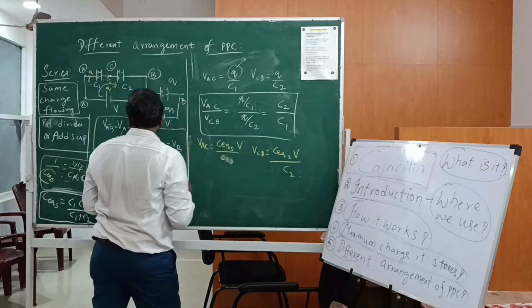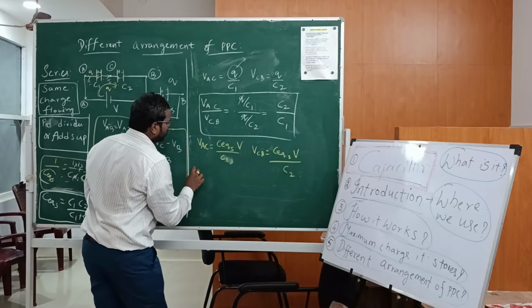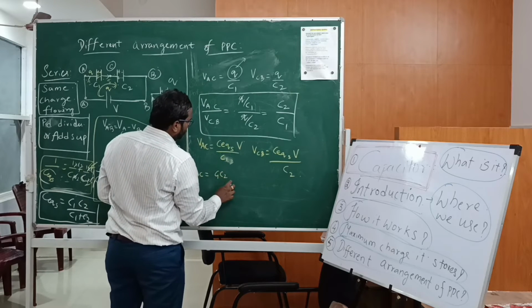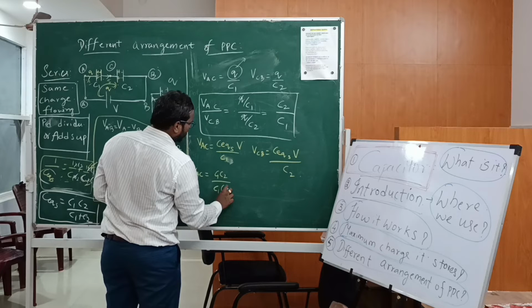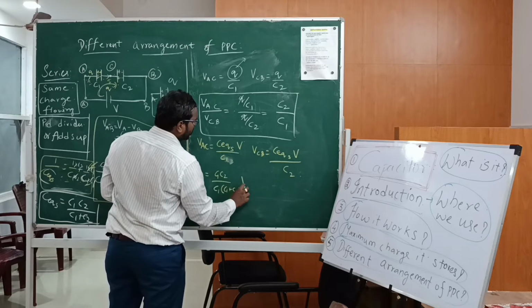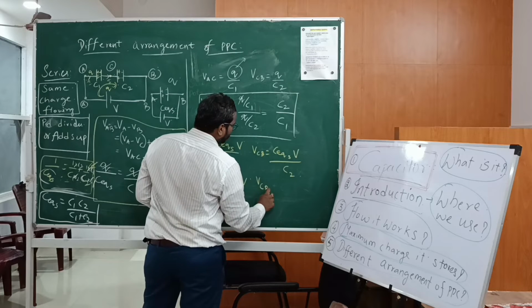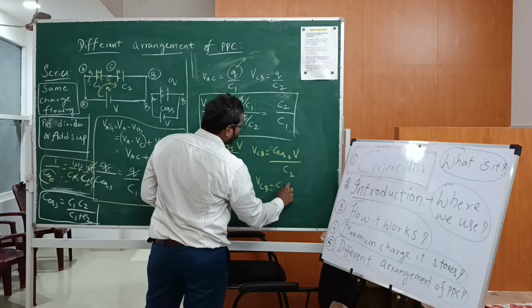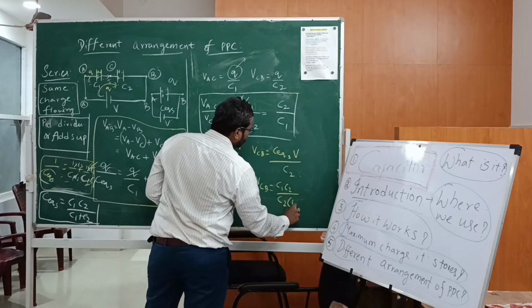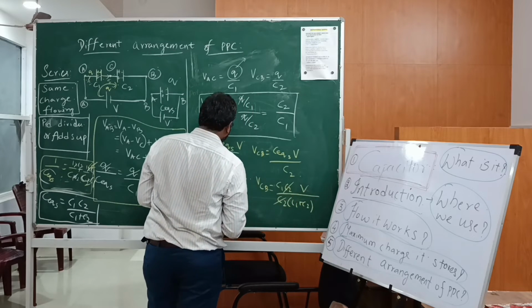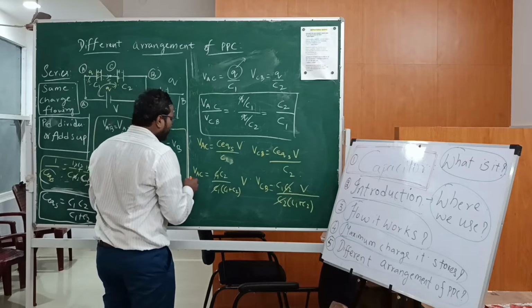So what is C equivalent here? C1 C2 by C1 plus C2. So VAC we can also write as C1 C2 by C1 into C1 plus C2, into voltage. So this C1 gets cancelled. And what is VCB here? C1 C2 by C2 into C1 plus C2, into voltage. C2 gets cancelled.